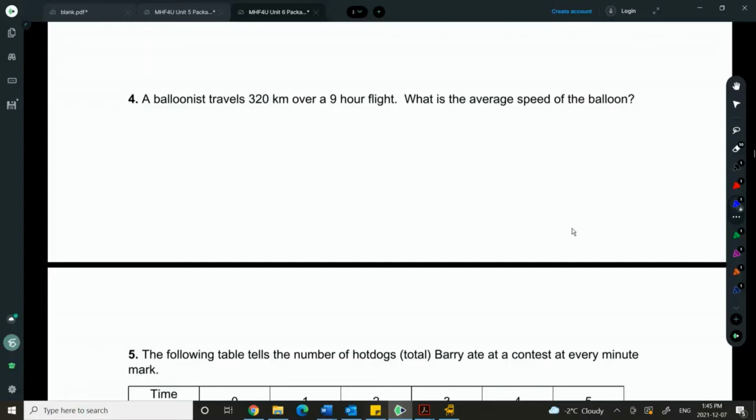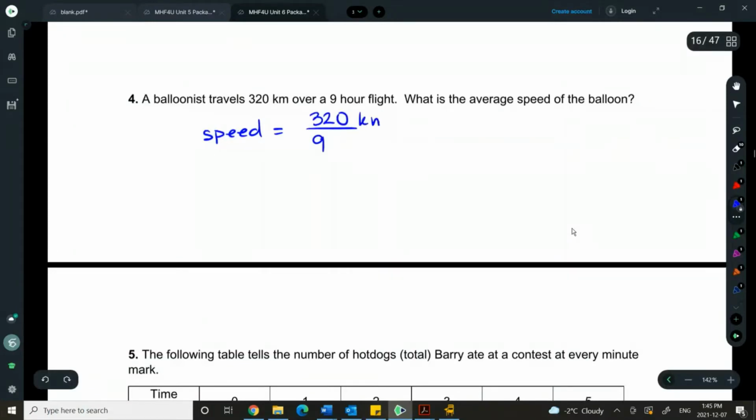Sometimes the balloon might have been going faster, and sometimes the balloon might have been going slower. Maybe there was stronger wind at certain points. But on average, I can find the speed by doing the distance over the time that it took. So we'll do 320 kilometers over 9 hours.